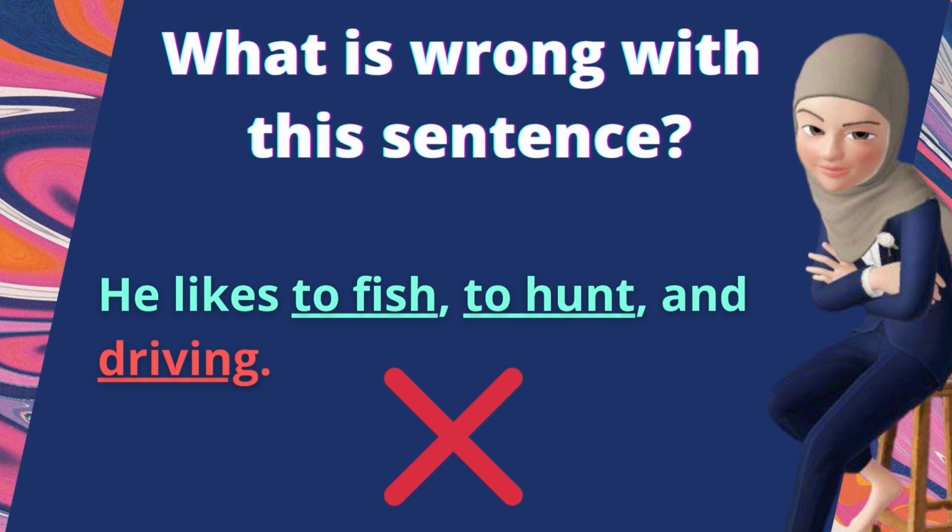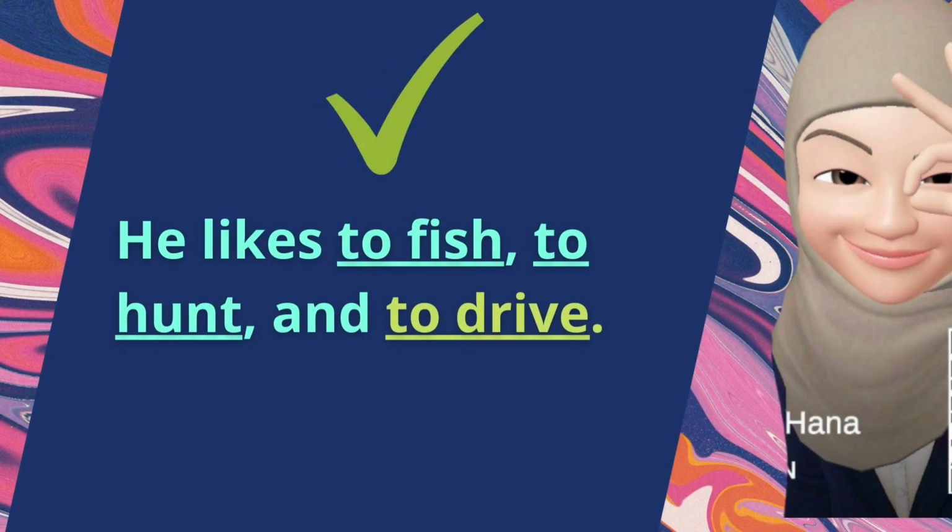So here it goes. He likes to fish, to hunt, and driving. So driving is not parallel to to fish and to hunt. The correct sentence is: he likes to fish, to hunt, and to drive. So the three infinitives are consistently being used in the sentence, making the structure parallel and clear.